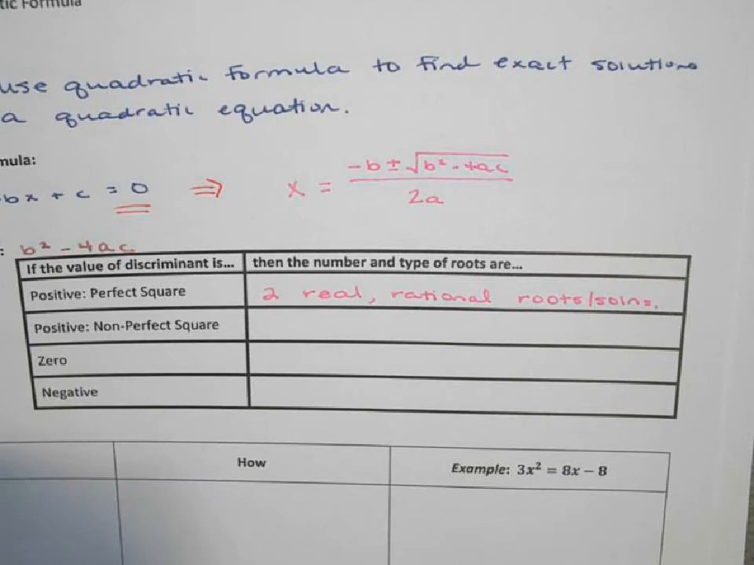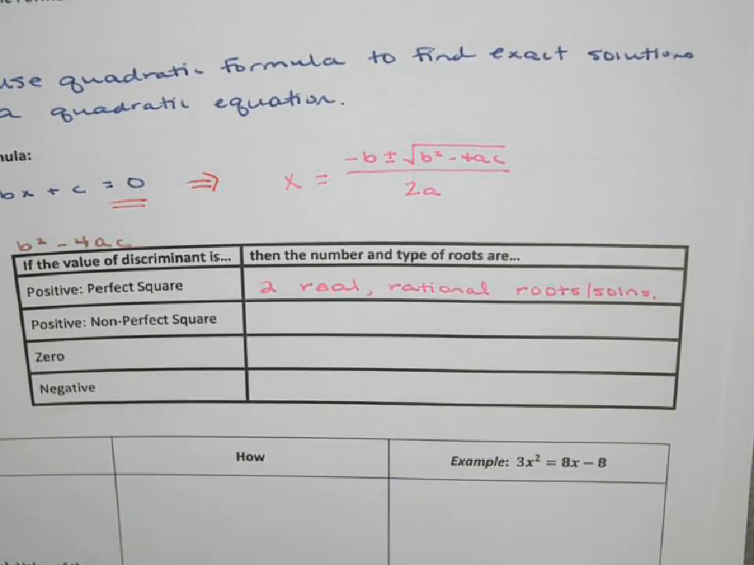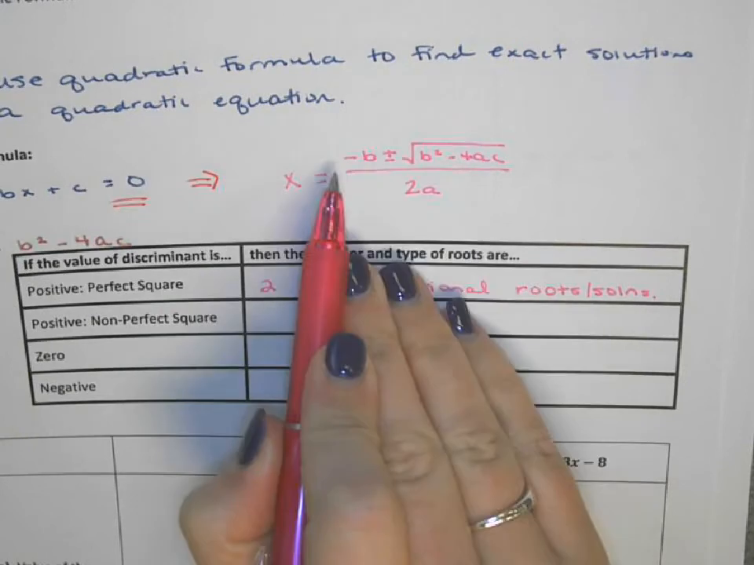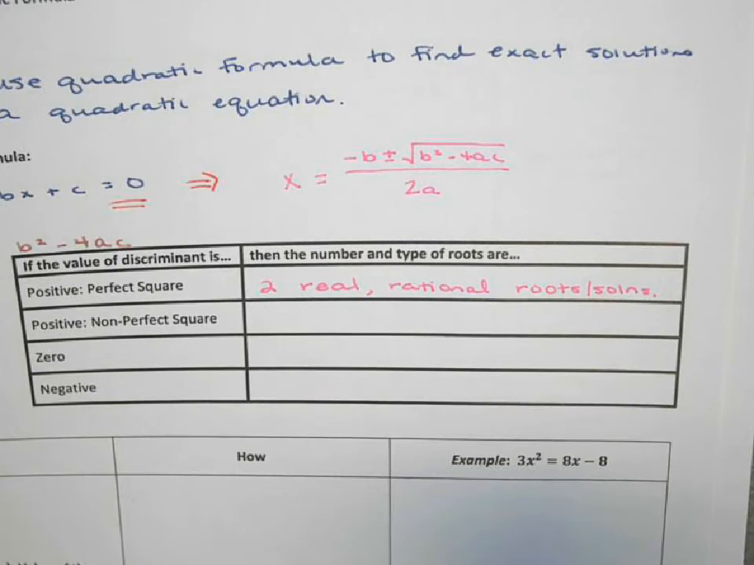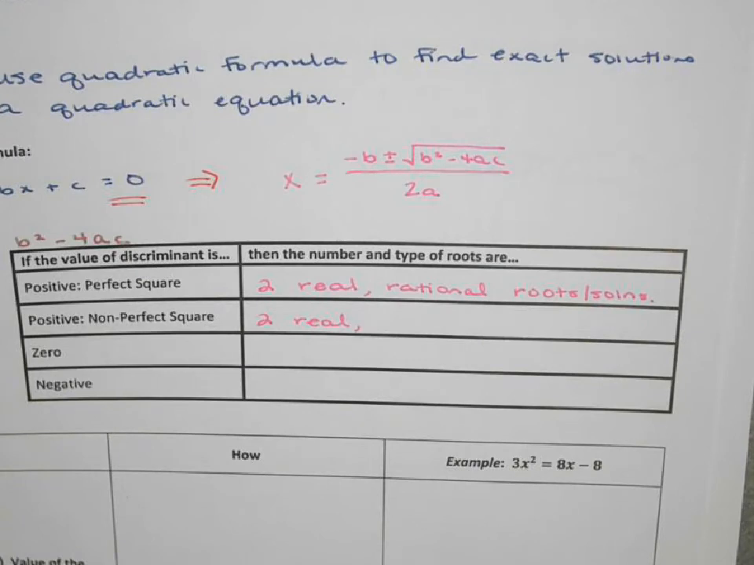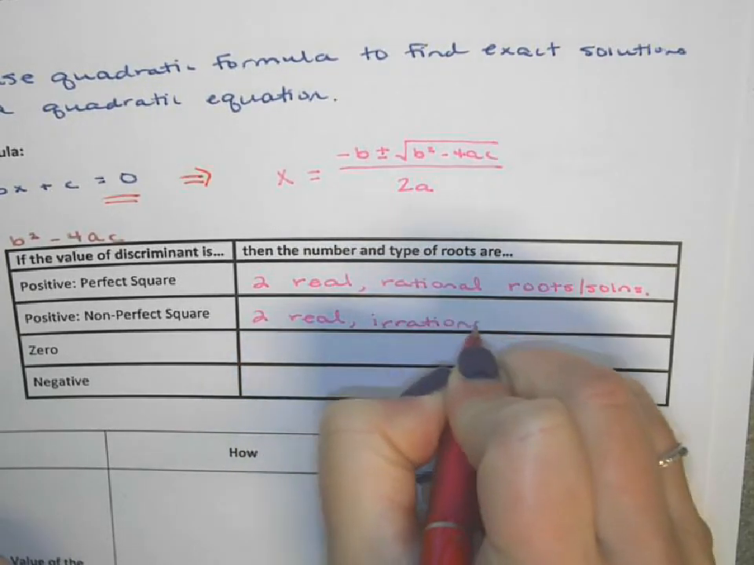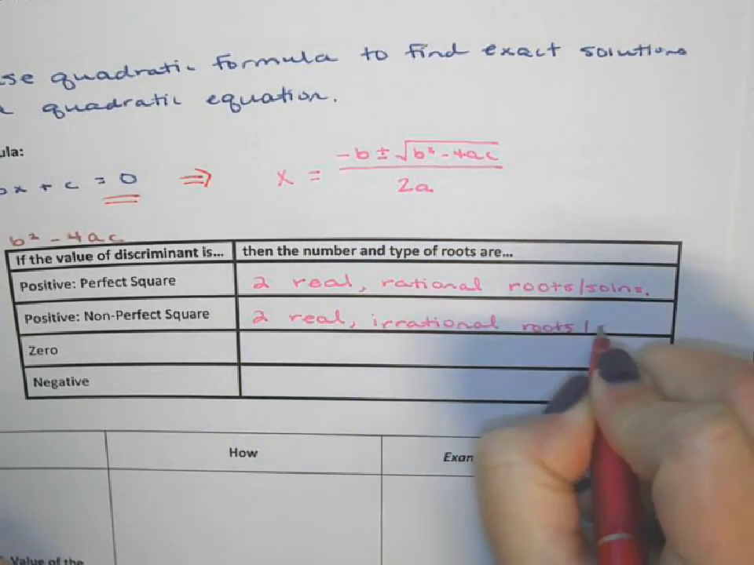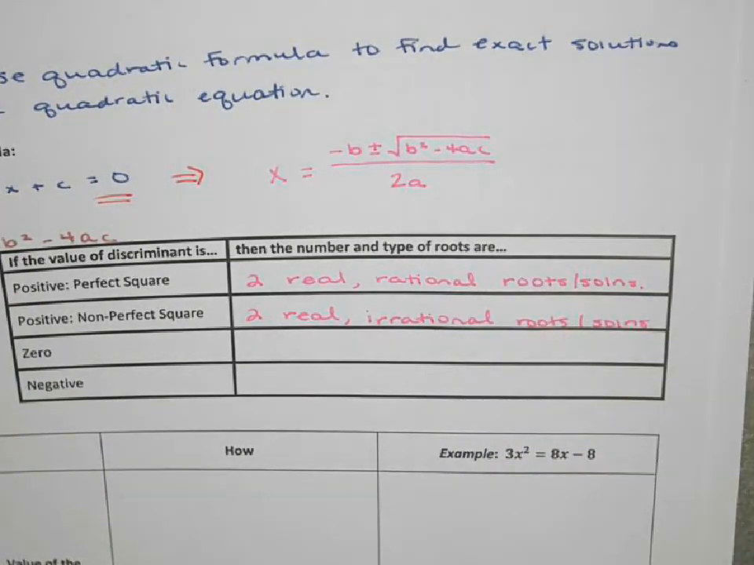If it's positive, but let's say it's the square root of 10. If you type that into your calculator, you get this really long, nasty decimal. That is irrational. So when you have negative b plus or minus a nasty number divided by 2a, that's a nasty number. What we'd say is they are real because you can take the square root of 10 or the square root of 12. They just don't end up being nice answers. So we call them irrational roots or solutions. They're real, but they're irrational versus rational.